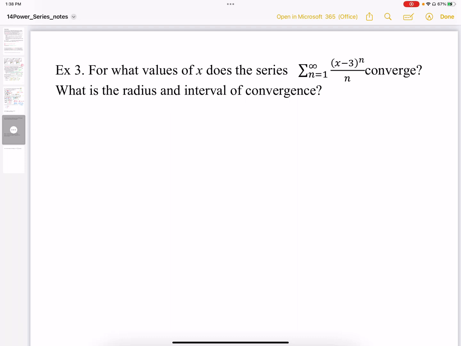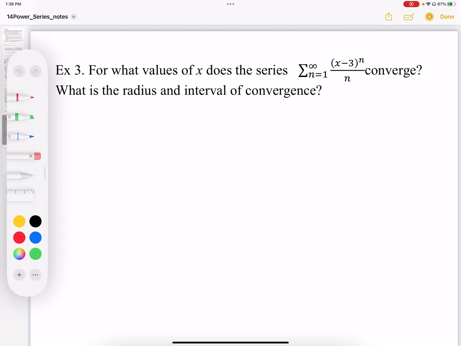In this example, we're going to do the same thing as before. However, this one is slightly different in that if we take a look at the shift factor inside the brackets, we can see that this is a horizontal shift of +3. So what that means is my center is going to be at 3. So that's one thing to notice. We're still going to do our ratio test here because we want the radius of convergence.